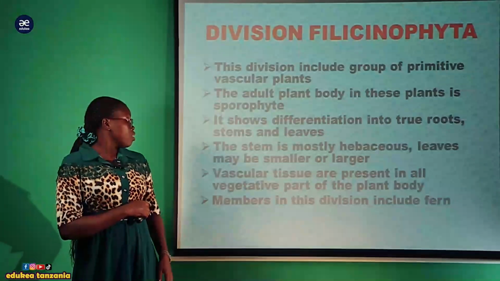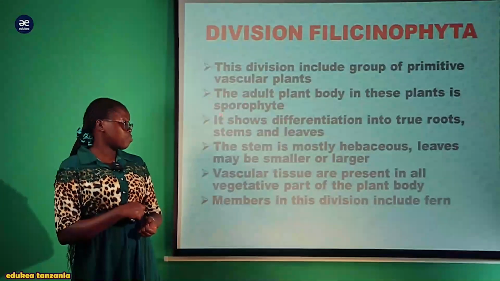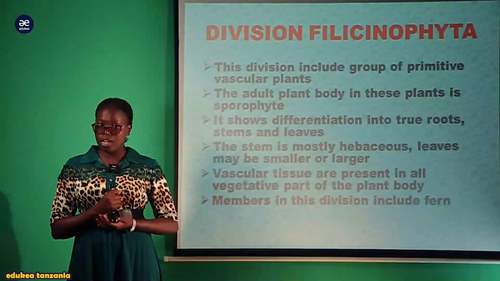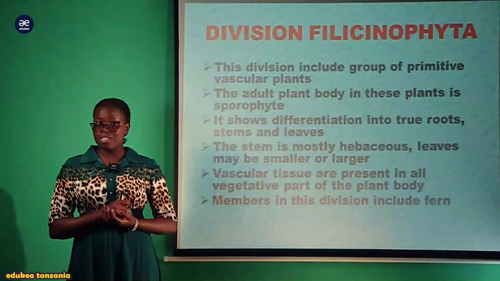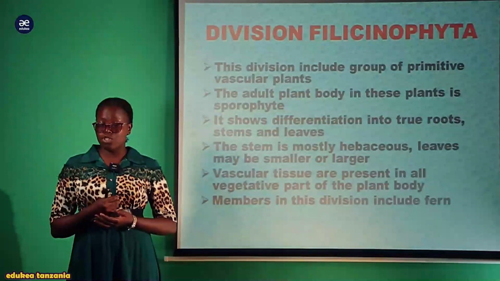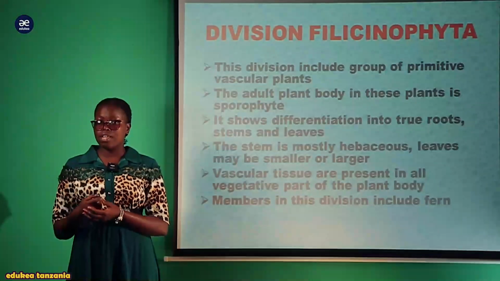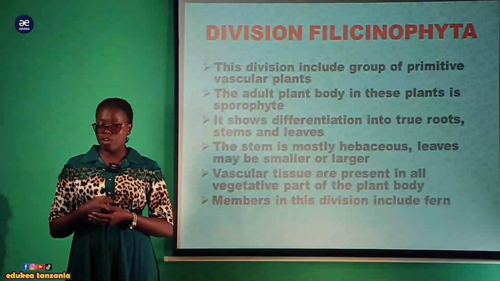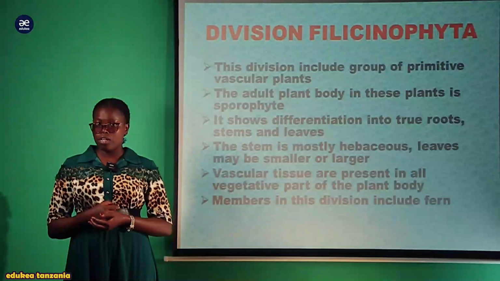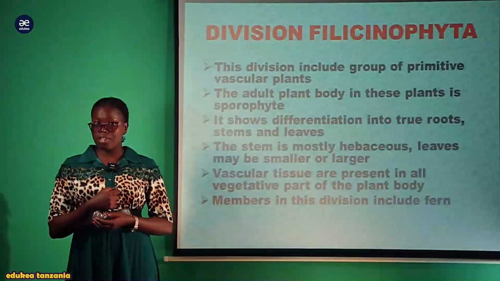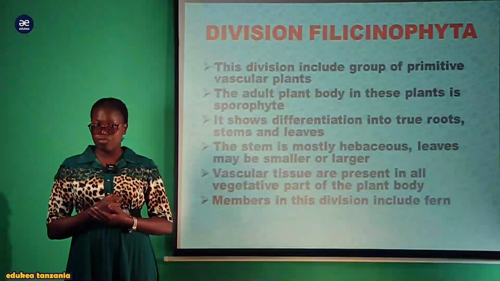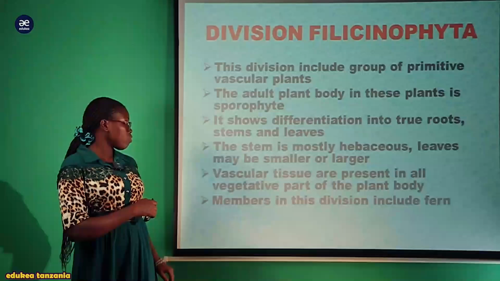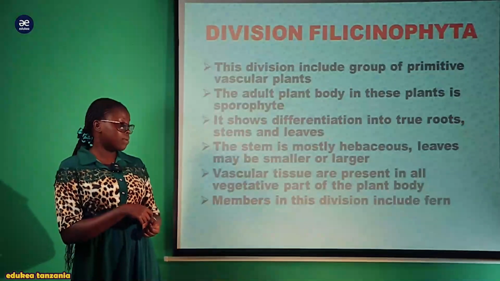So the adult plant body in this plant is the sporophyte. As we have discussed in our topic of the classification of living things here at Educare Media, this plant undergoes alternation of generations, meaning that there is an alternation of the life cycle between the sexual and asexual phases, where the mature one is the sporophyte, which is made up of the diploid zygote, formed by the combination of the gametes produced at the gametophyte phase, the archegonium as well as the antheridium. So it shows differentiation into true root, stem, and leaves.